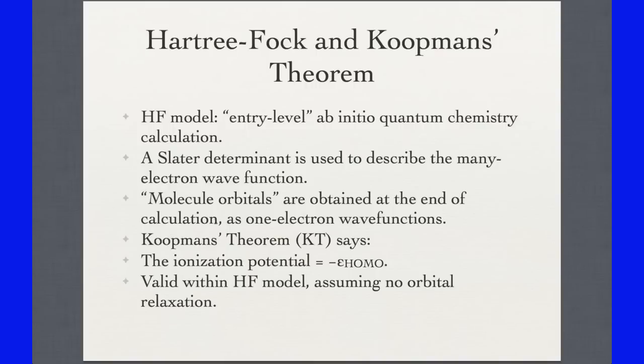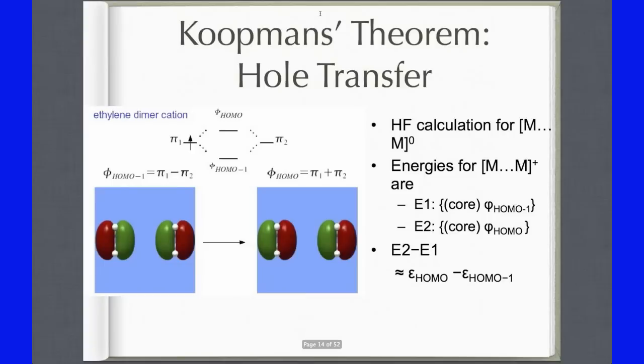So in this theory, there's Koopmans' theorem. It says the ionization potential equals the negative value of your orbital energy. Of course, there are some assumptions. For example, in this case, we assume that the orbitals do not relax, and remain the same in ionization. So we want to make use of Koopmans' theorem to calculate the electron transfer coupling.